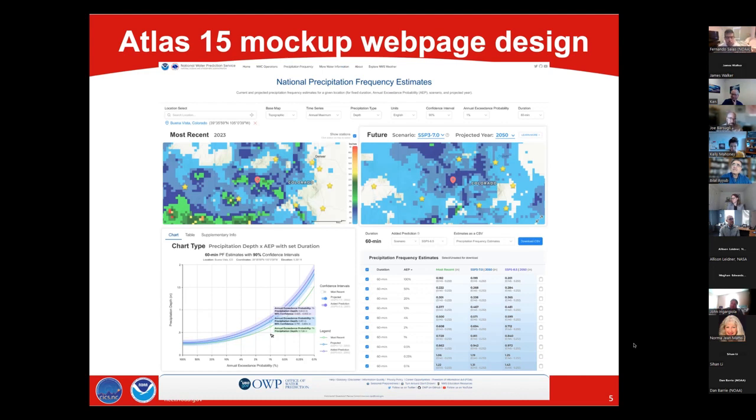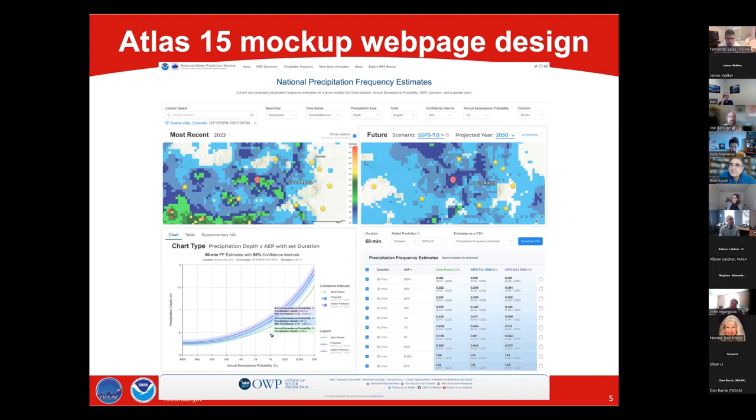So, part of the feedback that we're interested in getting from the pilot is not only on the data itself and the methodology, but also how we're disseminating this information through the visualizations or the data services that come with it, so that it can be easily accessible and utilized by the community.